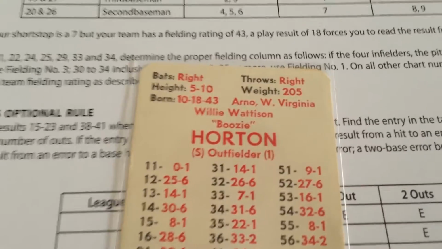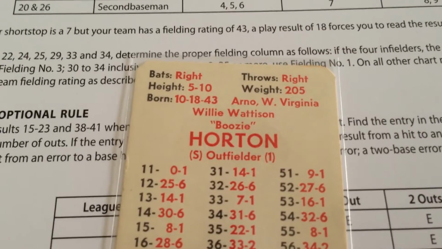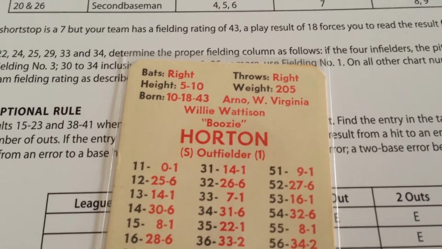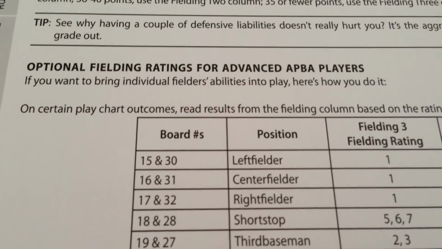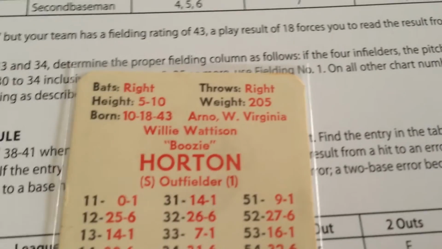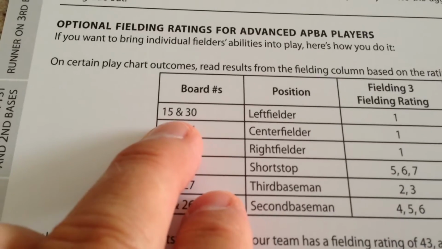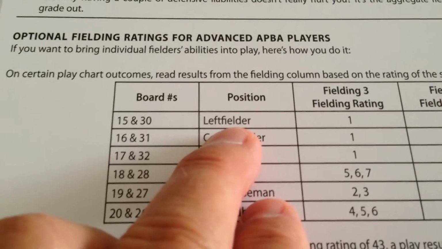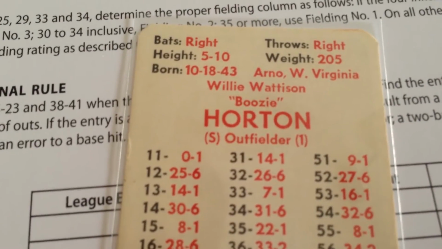An example: Willie Horton, if you remember, this is the '72 Tigers. Their fielding total was 42, which, if I was just playing the standard basic APBA game, all the fielding results would come out of column 1. But if I'm now applying this optional fielding rating for the game, let's take Willie Horton. If there's a fly ball to left field, or a result number of 15 or 30, we have to use the left fielder's fielding rating. In this case, Willie Horton is a 1, which is the worst fielding rating for an outfielder.